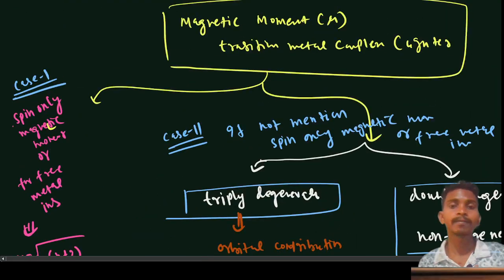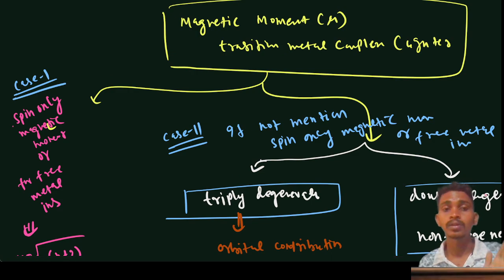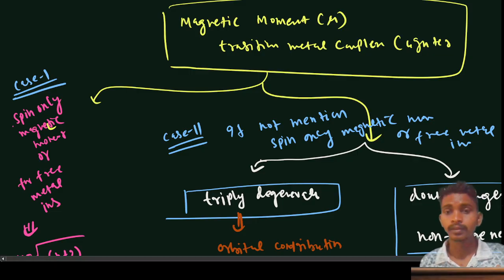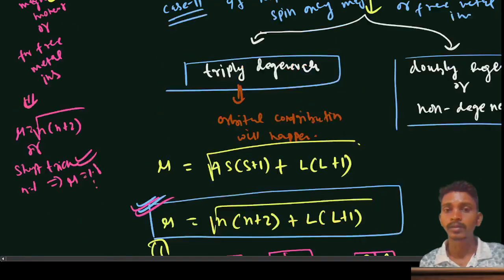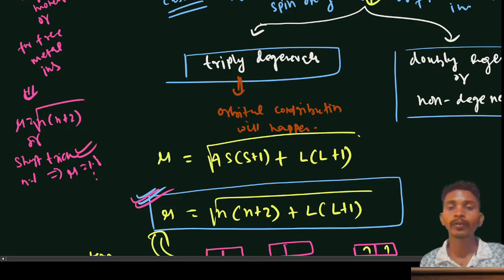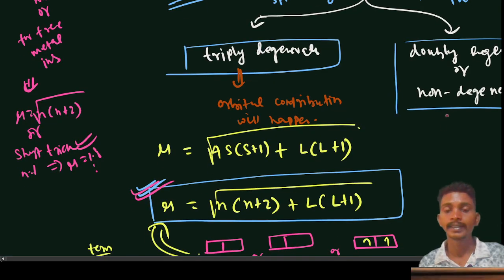If it is not mentioned as spin only magnetic moment or free metal ions, then only will you go for triplet degenerate or doublet degenerate. If it is mentioned as spin only magnetic moment or free metal ions, then don't look for these triply, doubly or non-degenerate cases. In that case, you will directly calculate the spin only magnetic moment by using these short tricks. Okay, now we will go for doubly degenerate cases.